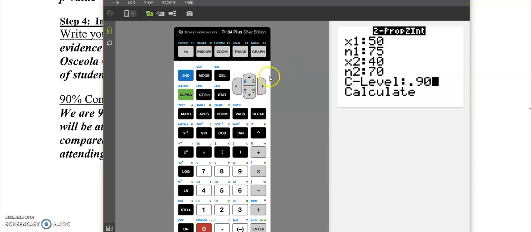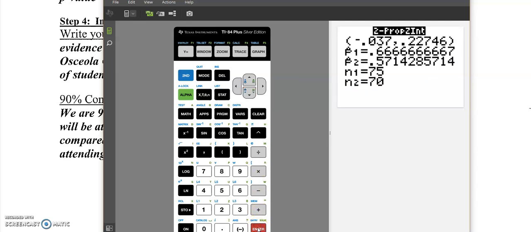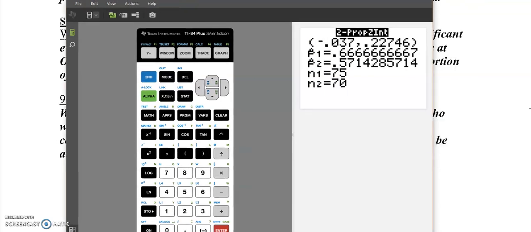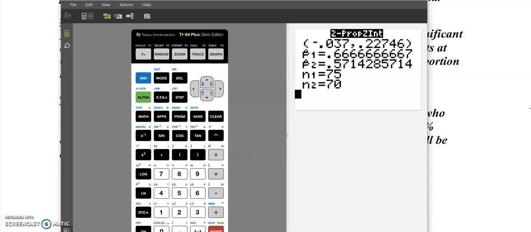And then we go to calculate. Notice the answers will be close to each other, close to what we got by hand, but a little different, but either one's fine. And then notice we got a negative and a positive. That means something because we're comparing Osceola campus compared to Lake Nona. So the negative and the positive, since we're comparing, means lower or higher.